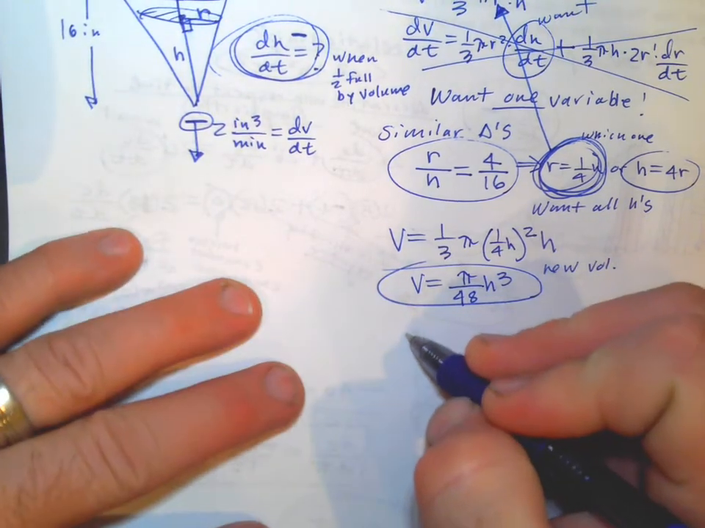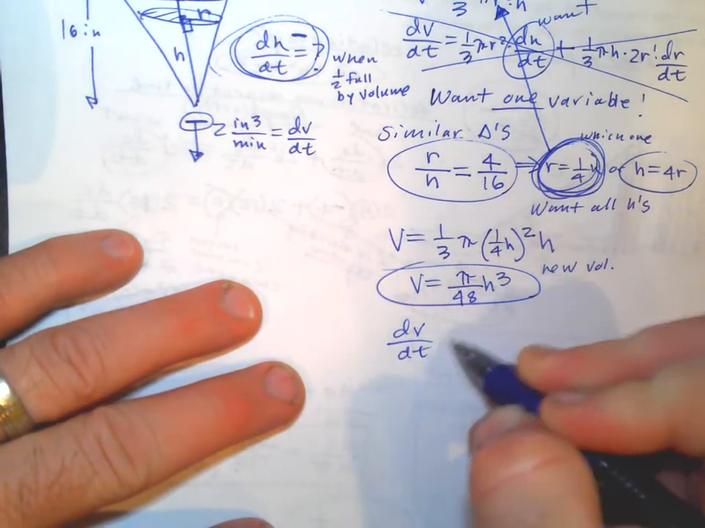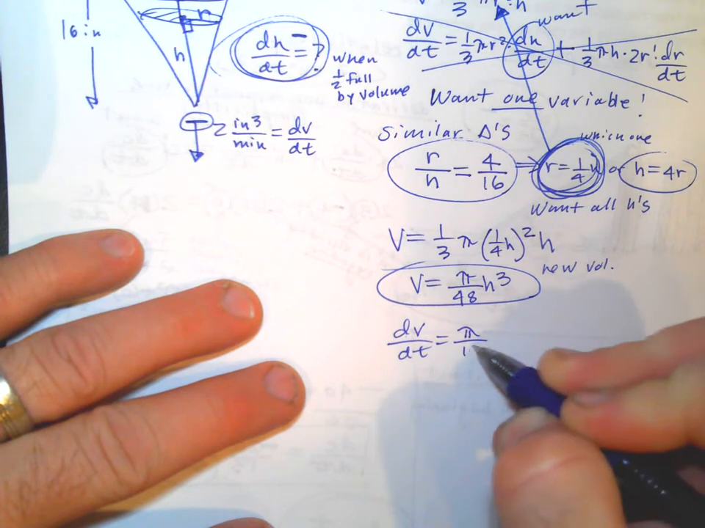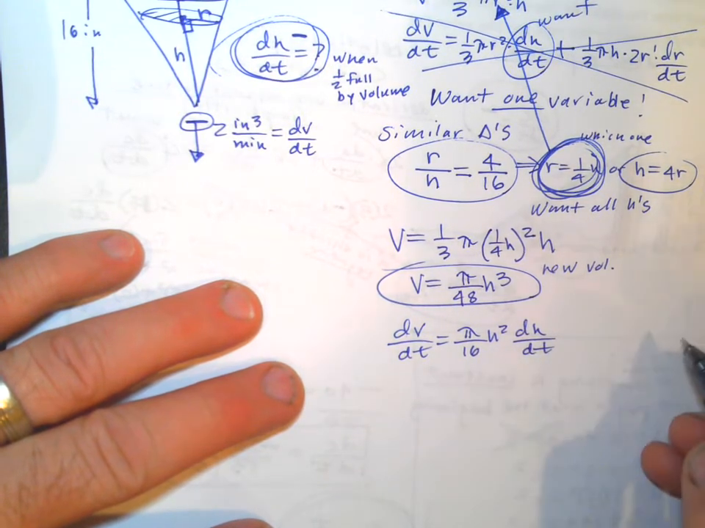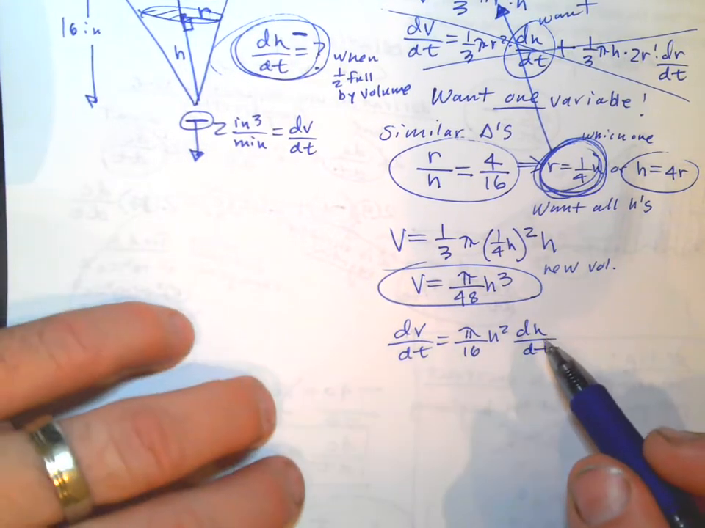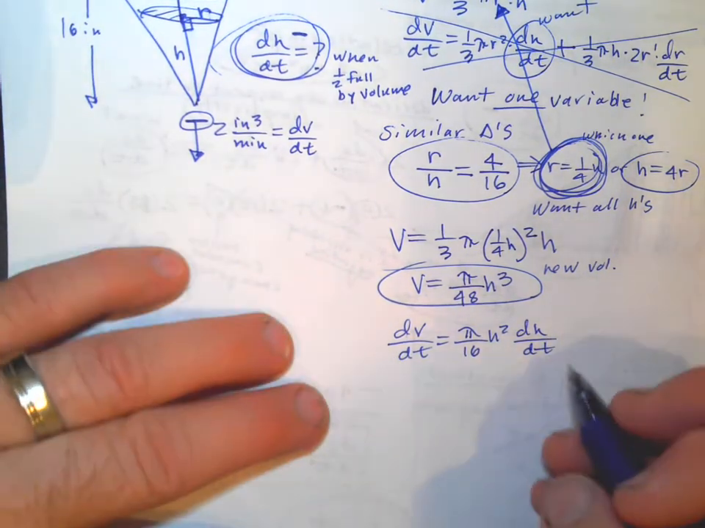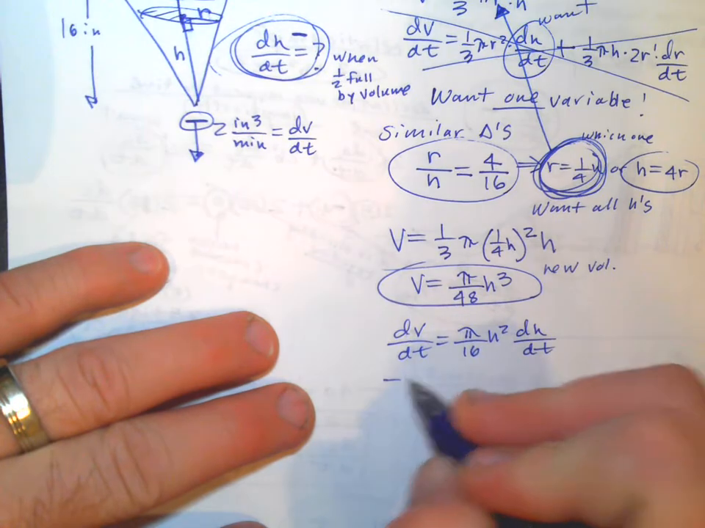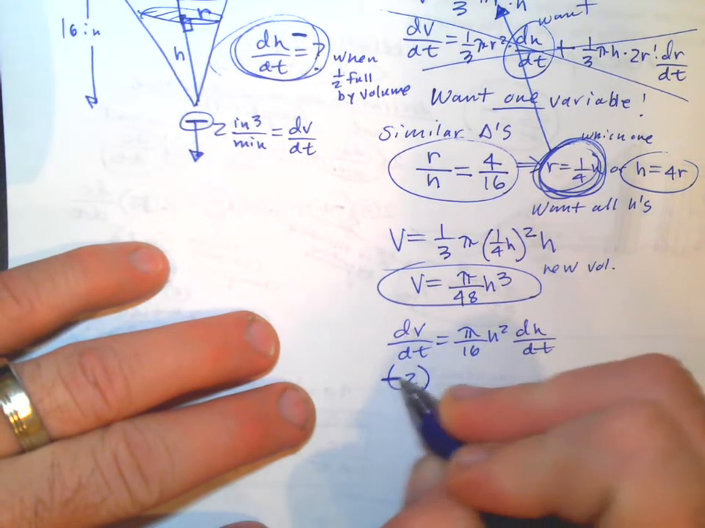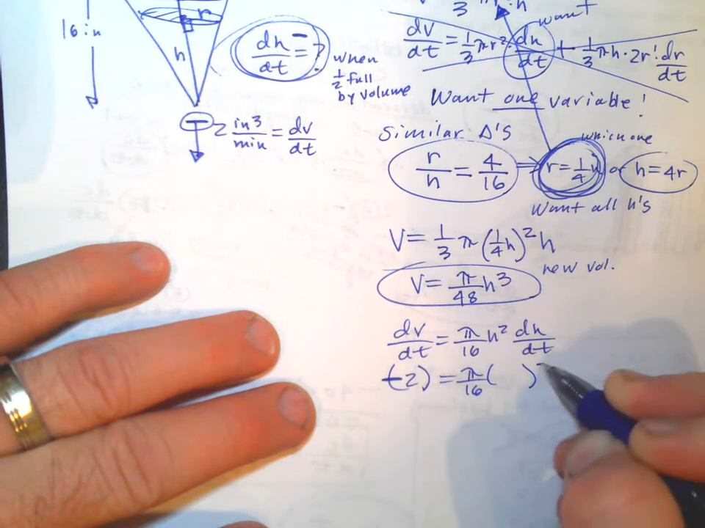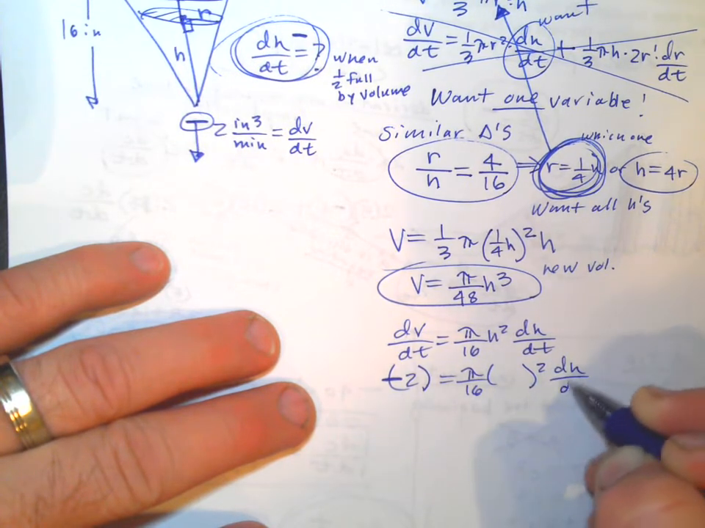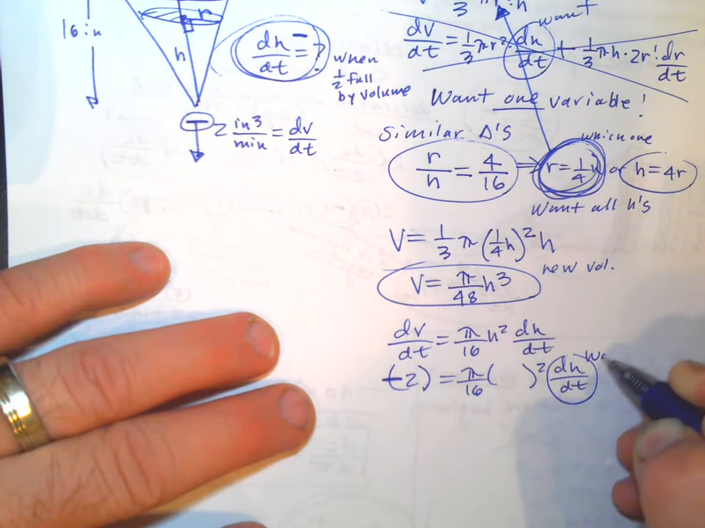So now if we take the derivative, dV/dt equals pi over 16 h squared dH/dt. I mean, that derivative was just way easier. But now there's no r's. So let's see, what do we got? We got -2 for dV/dt. We don't have the height, and we're looking for dH/dt. So it feels like we're really close, right? We just need the height.